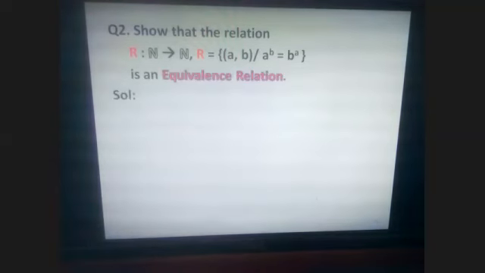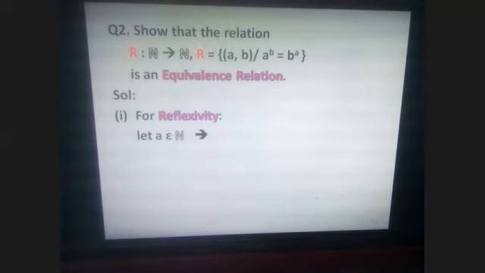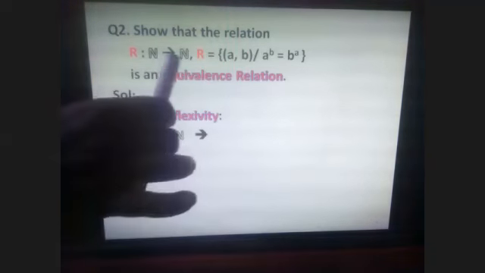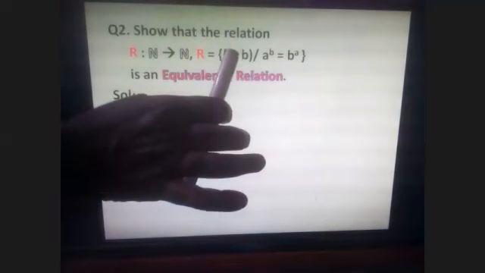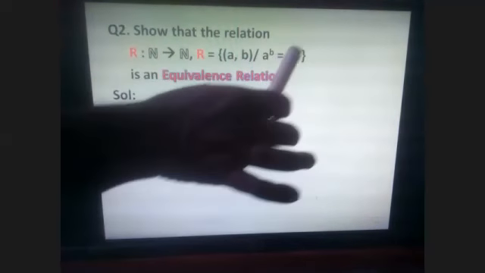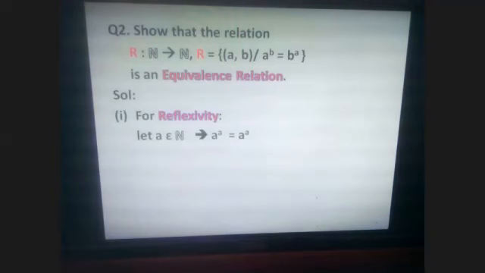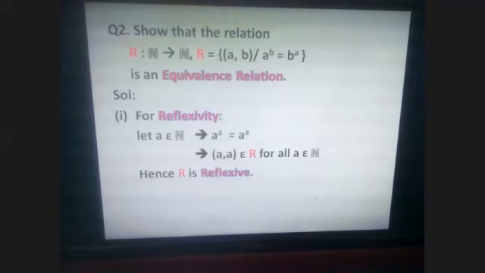Well, first of all, you have to show it is a reflexive relation. That means for every element A, it must be related to the same element. For A belonging to N, we must show that (A, A) is a member of R. (A, B) is a member of R if A raised to B equals B raised to A. So (A, A) is a member of R if A raised to A equals A raised to A. That is true. Obviously, A raised to A equals A raised to A. That means (A, A) is a member of R for all A in N, and R is reflexive.